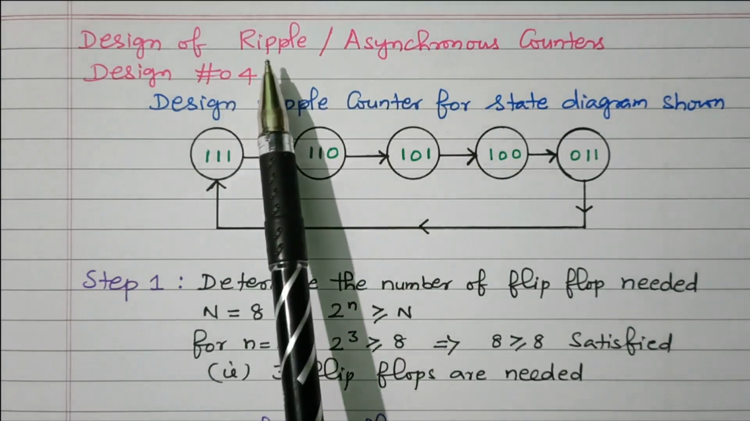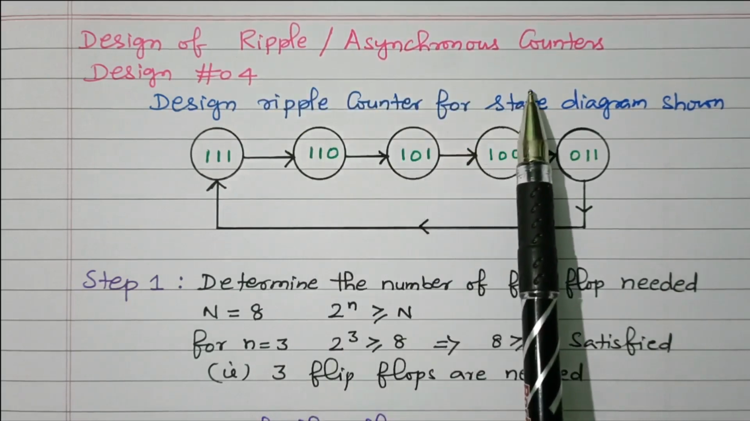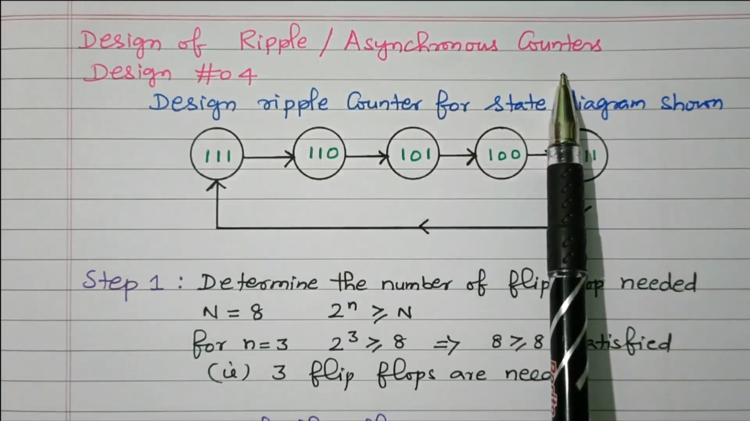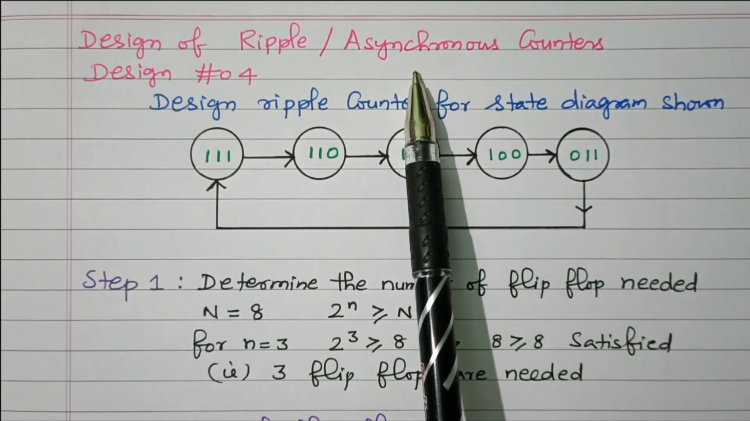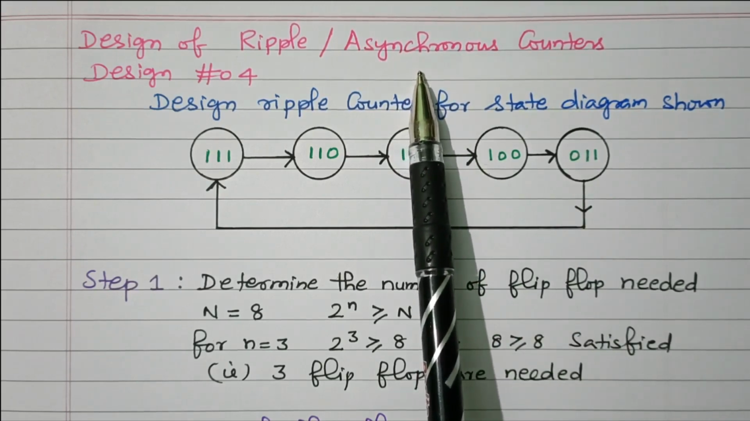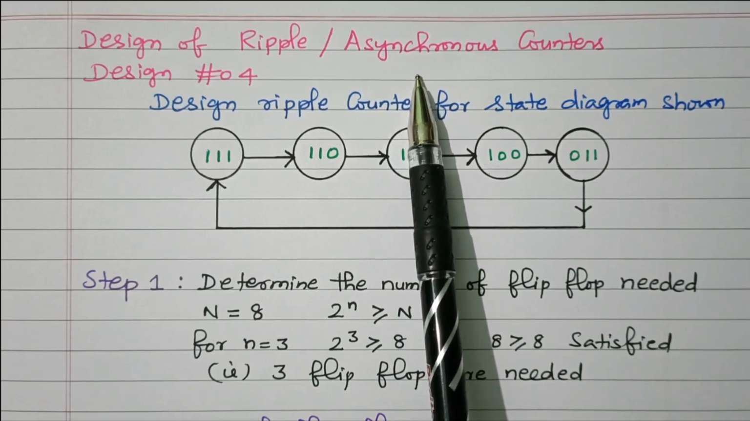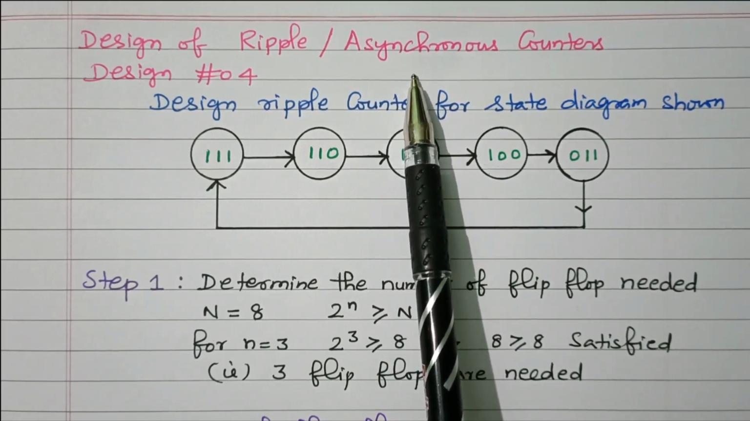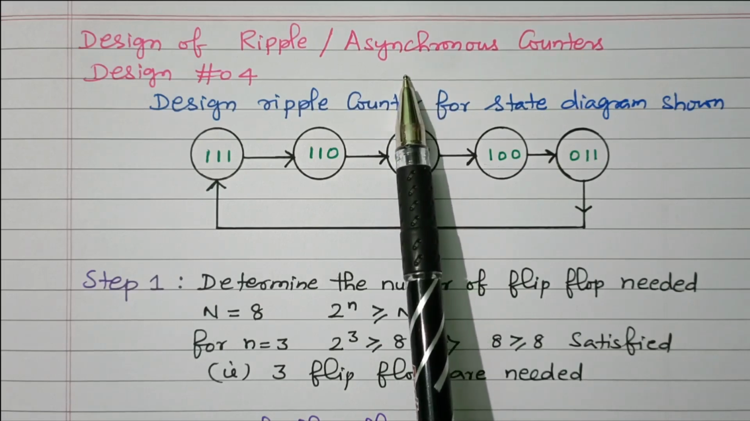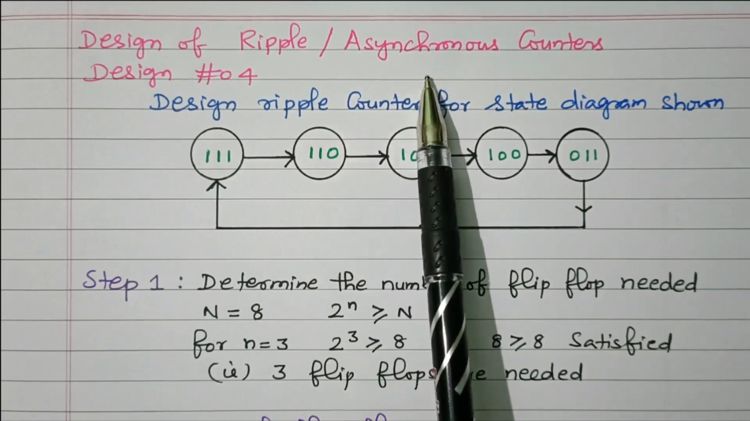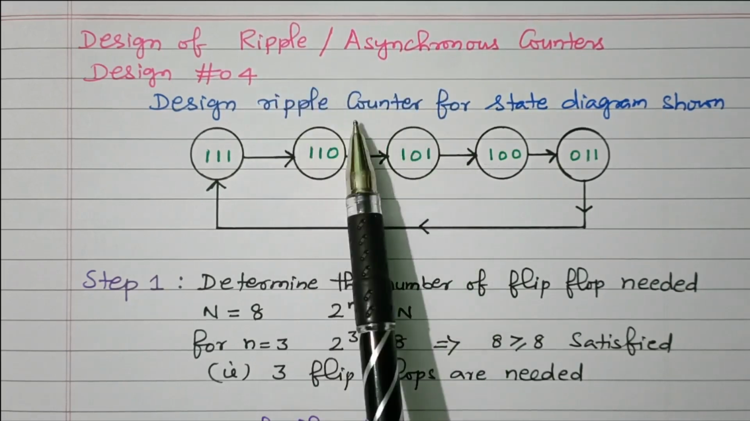Now we'll go to the topic: design of ripple or asynchronous counter. We know that a counter is a digital device made up of flip-flops that store 1-bit data. We have two types, asynchronous and synchronous. Synchronous means all the flip-flops receive the same clock pulse. Asynchronous means the first flip-flop receives the clock pulse, and the output of the first flip-flop is given as a clock pulse to the second flip-flop. So the second flip-flop's operation is based on the first flip-flop. So the operation is not synchronized. That is called an asynchronous counter. It is also called a ripple counter.